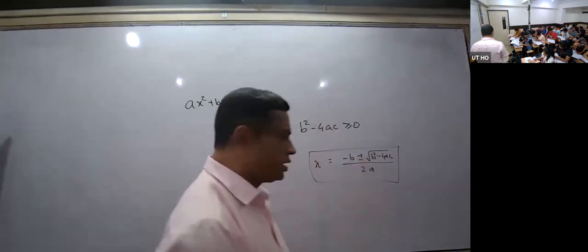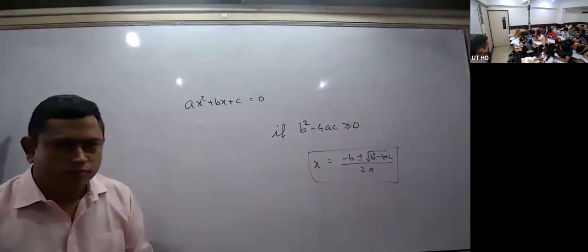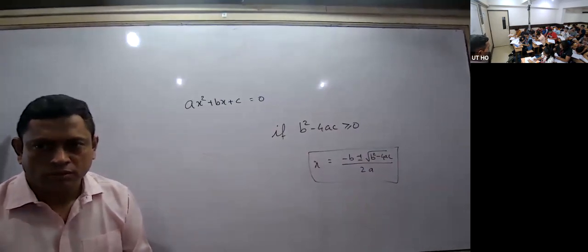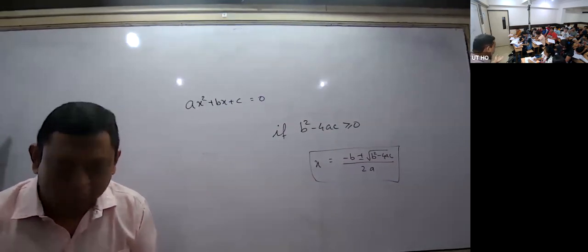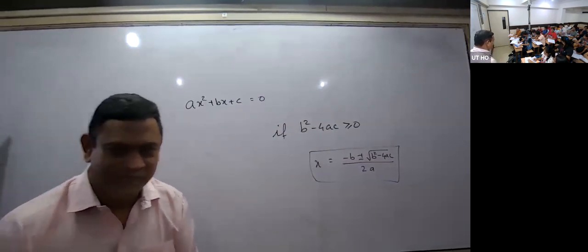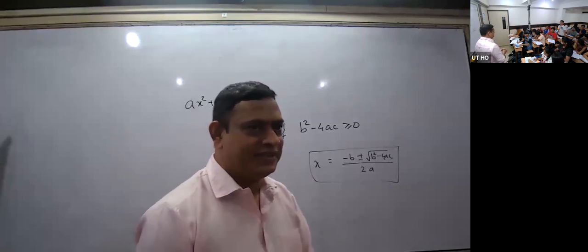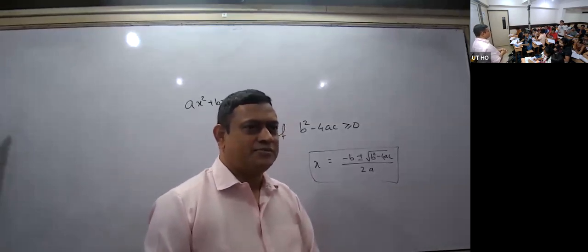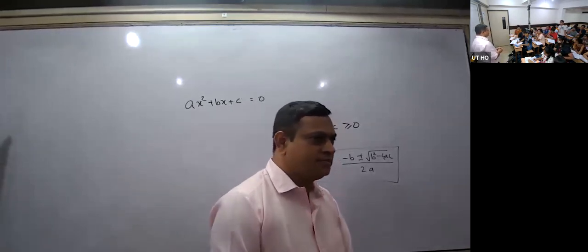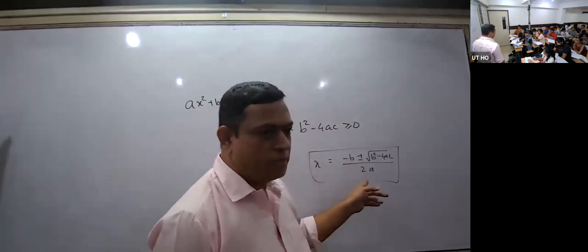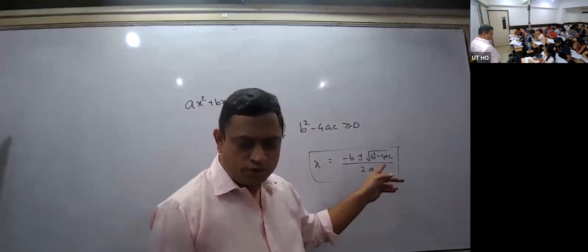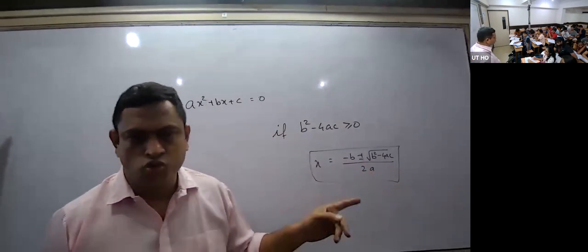then x is equal to minus b plus minus root of b square minus 4ac upon 2a. Sit down, write down: minus b plus minus root of b square minus 4ac upon 2a.